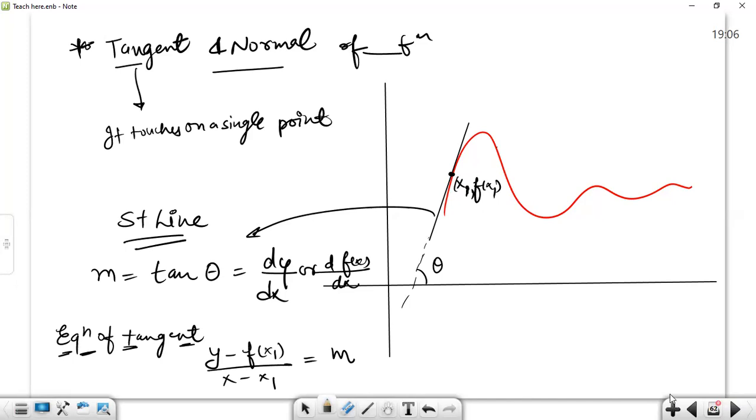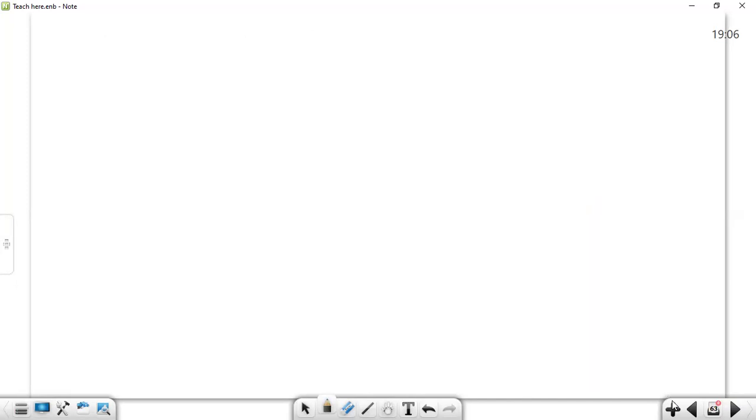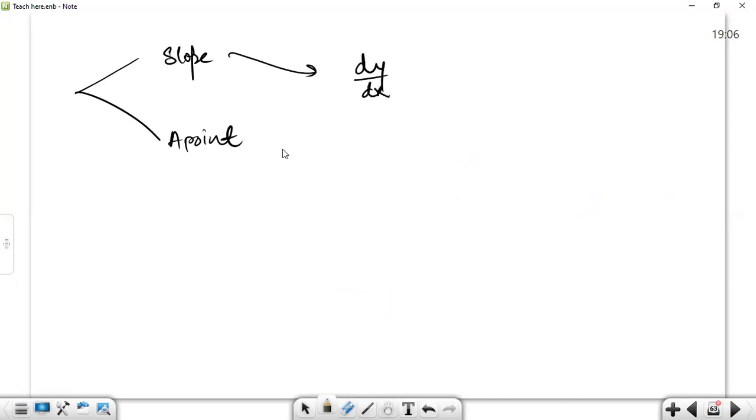Let me simplify it and rewrite it. For the equation of a straight line, you need two things: one is the slope, and second is a point. The slope you can find by differentiating the function, and for the point you can just put the value of x in this function. You can find that easily.